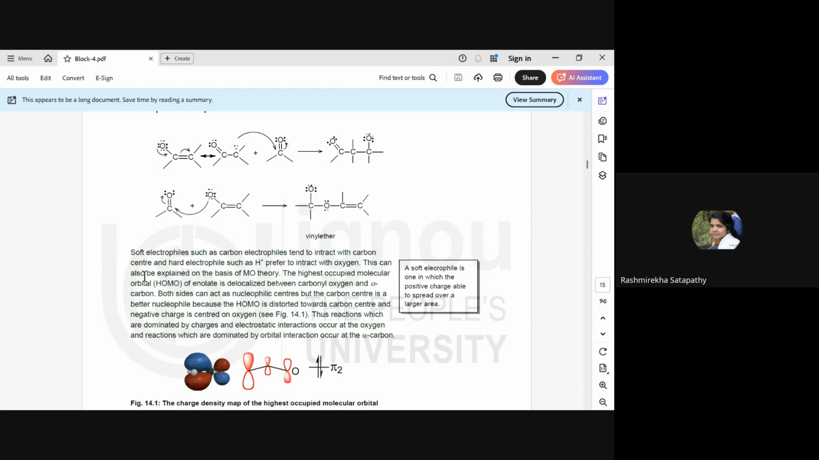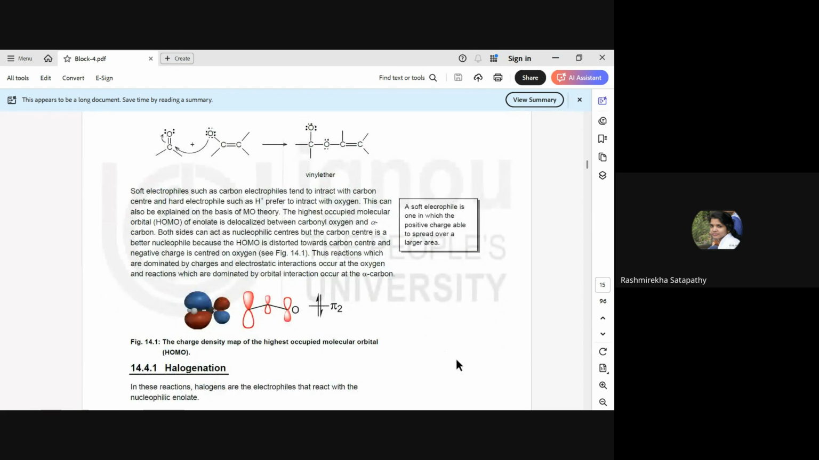The highest occupied molecular orbital of the enolate is delocalized between the carbonyl oxygen and the alpha carbon. Both sites can act as a nucleophilic center, but the carbon center is a better nucleophile because the HOMO is distorted towards the carbon center, and the negative charge is centered on the oxygen. The charge density map of the highest occupied molecular orbital, HOMO.